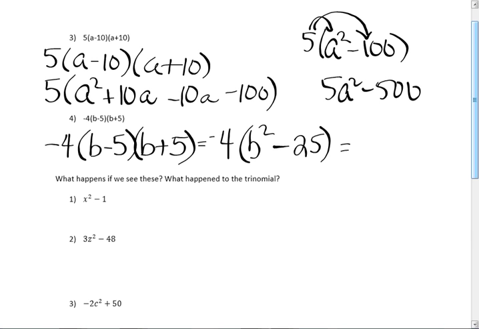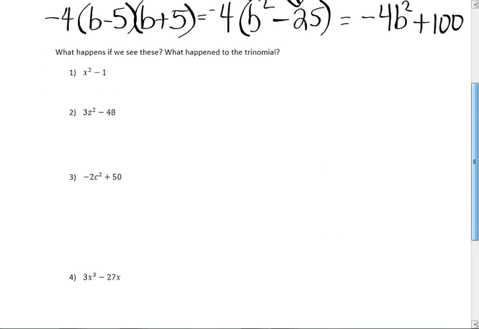Okay, multiply that out. Matt, what do I get when I multiply that out? Well, first I have to do this. Negative 4b squared, don't forget the letter, and a negative 4 times a negative 25 is plus 100. This is the common factor, that negative 4. We always, when we factor, to reverse the process, we do that first.